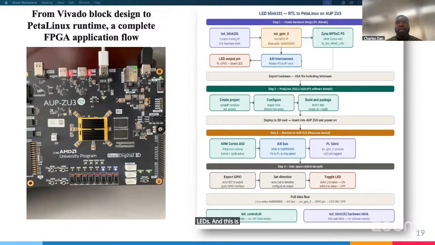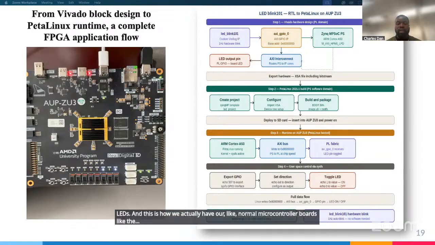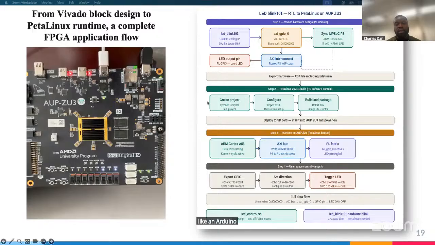And this is how we actually have our normal microcontroller boards, like an Arduino, and then other boards like the ESP32s. This is how they have been wired. So you configure them on your own.